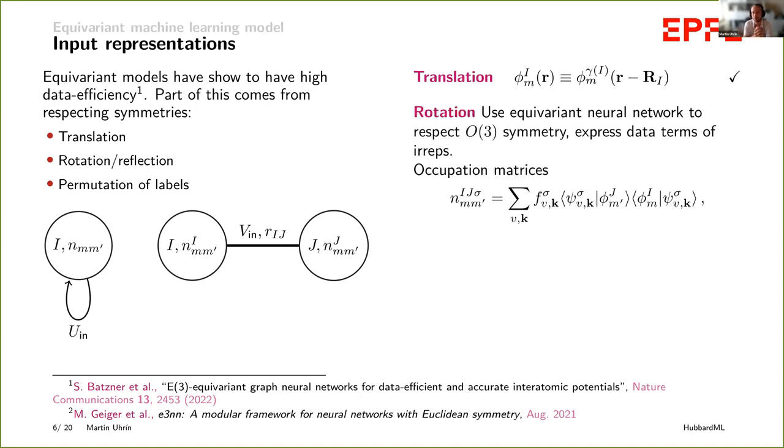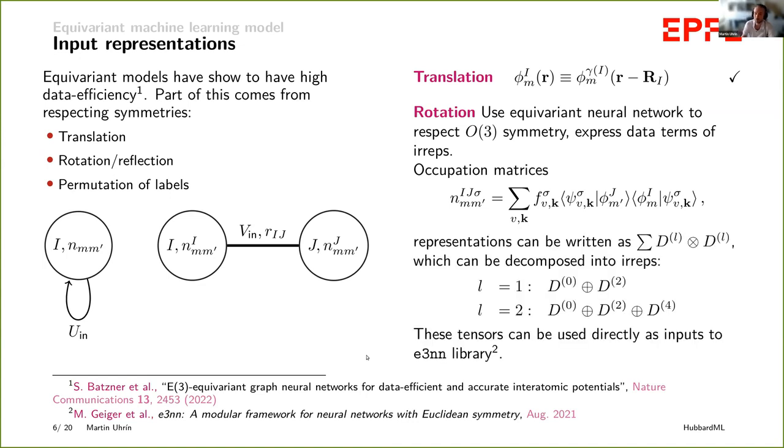The rotation is maybe the hardest part. In order to get this, we're using a so-called equivariant neural network, which can take inputs where it understands the way in which these transform, and the way the output of the neural network transforms with respect to rotations of the input. Just to give you an idea of how this works, effectively we take these occupation matrices, which, if it's a P, is going to be a 3x3. If it's a D, it's going to be a 5x5 matrix. And we decompose this into the irreducible representations.